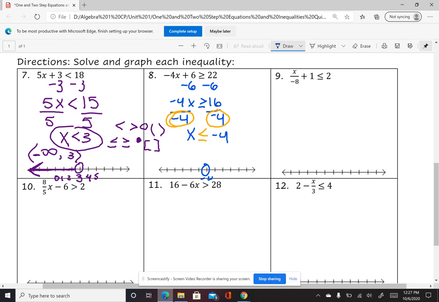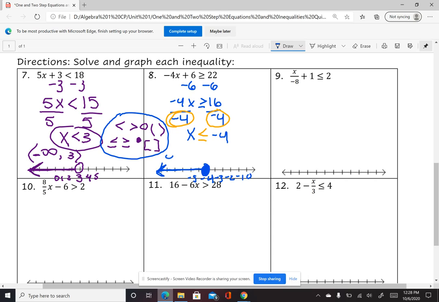Now when you graph it, you go to negative 4. This would be negative 5, negative 3, negative 2, negative 1, 0, and so on. Shade in because it is less than or equal to. So if we look back here, that's a closed circle. And we want everything less than. So less than is this way, less than left.